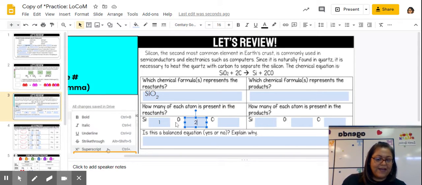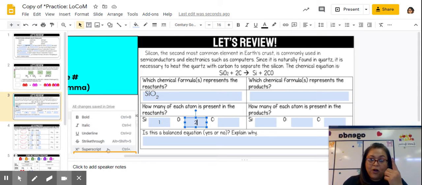And I would know that if the exact same amount of silicon, oxygen, and carbon are on both sides of that equation. If they're not, if there's even 1 more carbon or 1 less carbon or any of them, then it's not balanced, because the law of conservation of mass says that matter cannot be created or destroyed, which means all my reactants have to also be in my products.